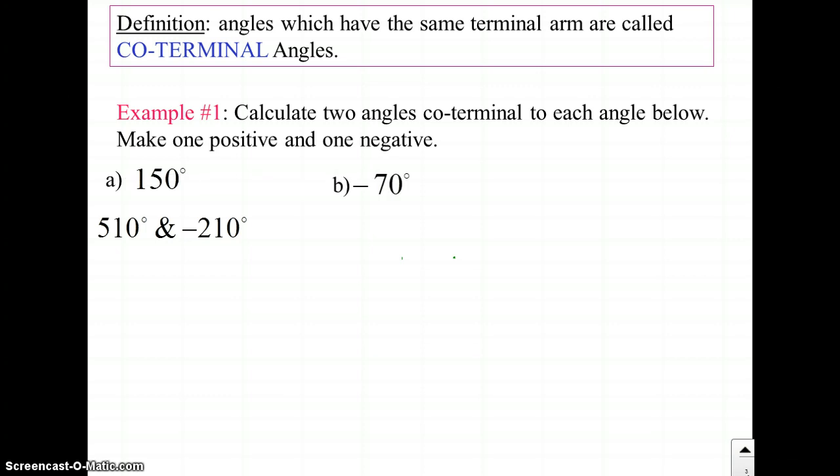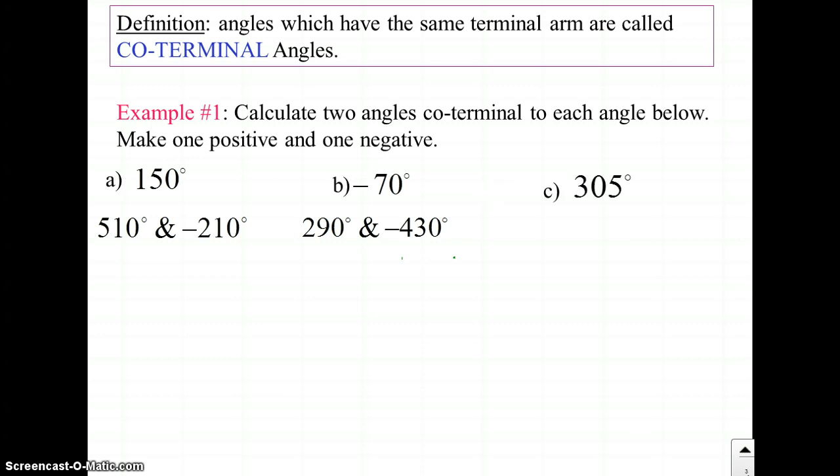So for a negative 70 degree angle, if we look at what we did with the 150, we added 360 to this. So 360 plus negative 70 is 290. And then we're going to subtract 360 from that. So negative 70 minus 360 is negative 430. So we're adding a rotation and subtracting a rotation. That'll give us the same terminal arm.